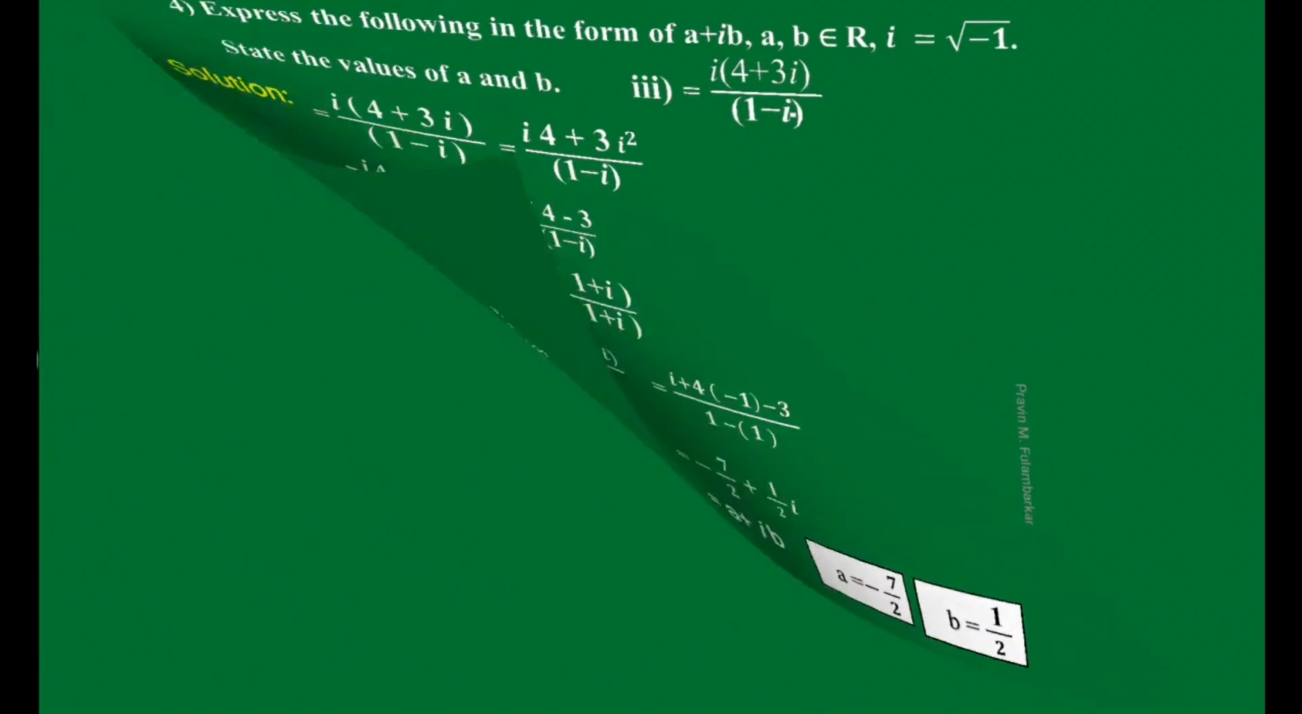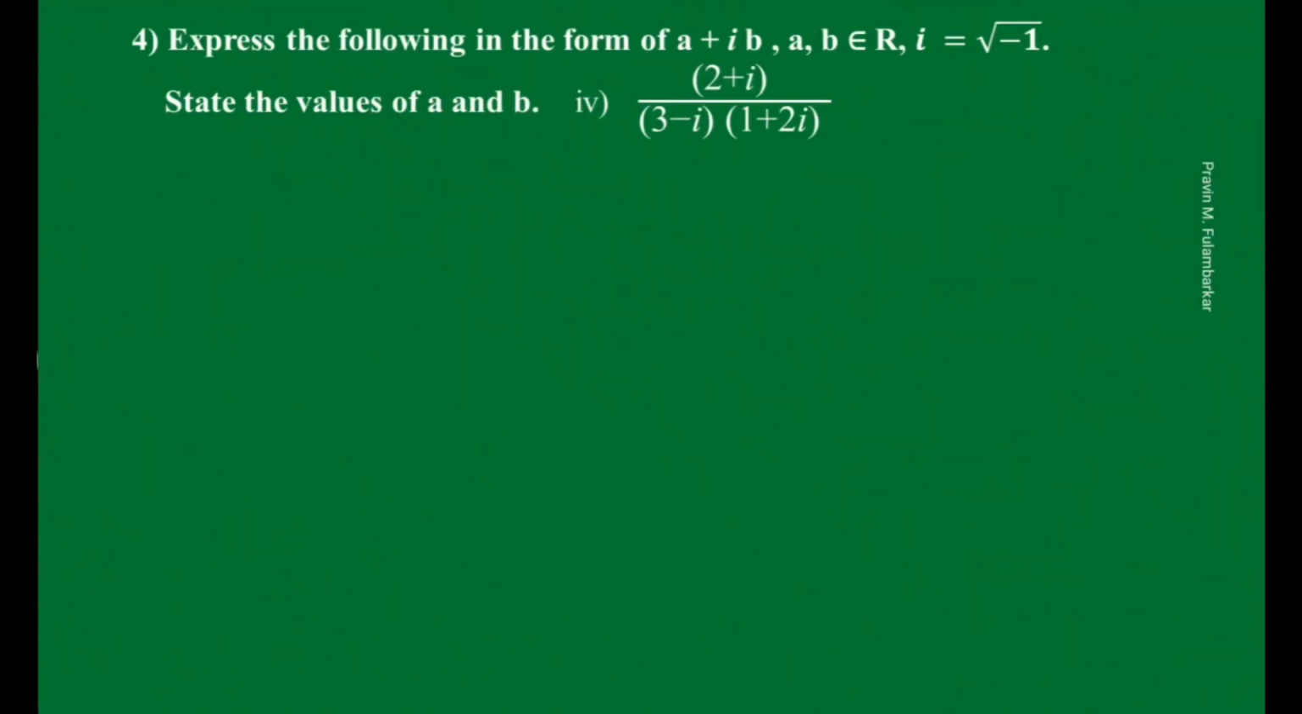Now see the next question. Question number 4: (2 plus i) upon (3 minus i)(1 plus 2i). So we have to calculate the product first. So we simplify the denominator first. That means we multiply 3 minus i with 1 plus 2i.